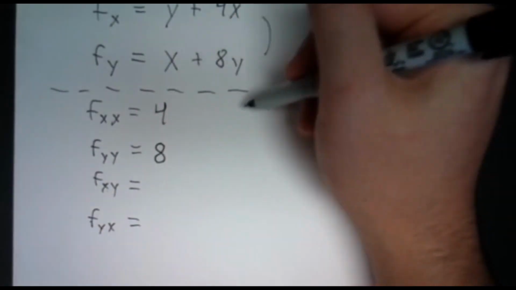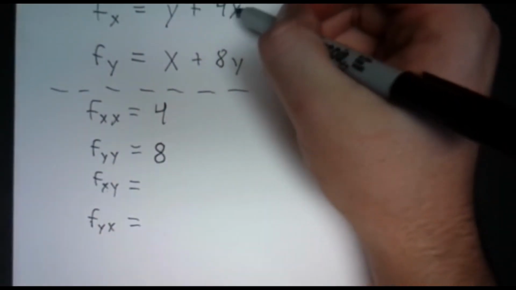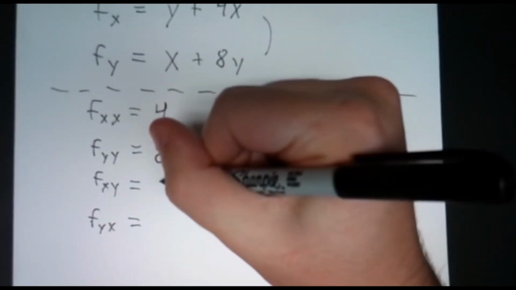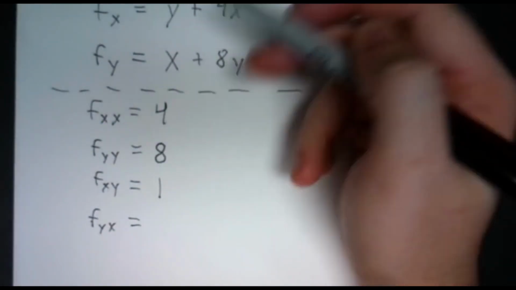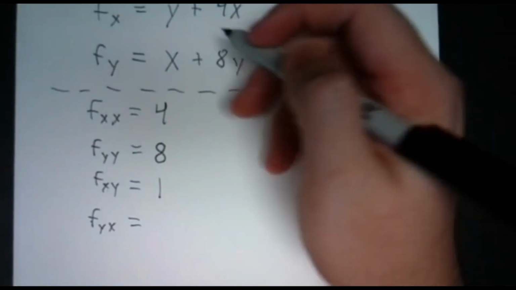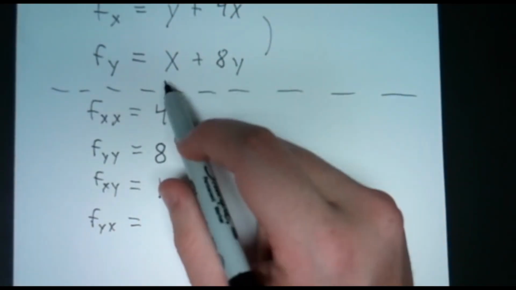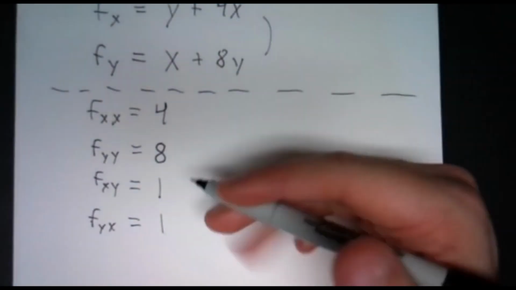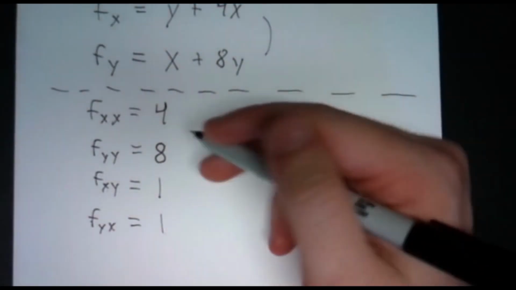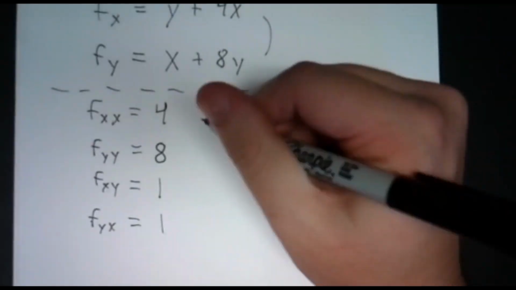Now f of xy, y plus 4x, you would just end up with a 1. Right? Because the y turns into the 1, the 4x goes away. F of yx, the x turns into a 1. 8y goes away because we're deriving with respect to x. And these here are our second partial derivatives.